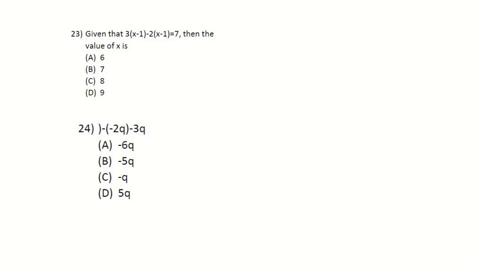You could just substitute these values into the question here and see which one you get 7 for, and then you would know that this is your answer. I am going to just solve it. This is 3x minus 3 minus 2x plus 2 is equal to 7. That's x minus 1 is equal to 7. So x would be, hold on, yeah, no, this would be x is, no, this is minus 2.